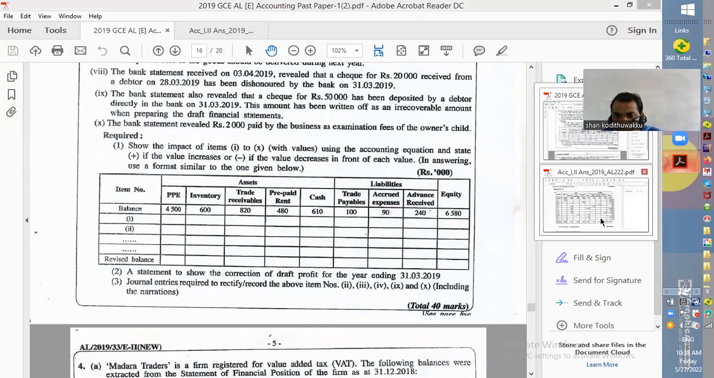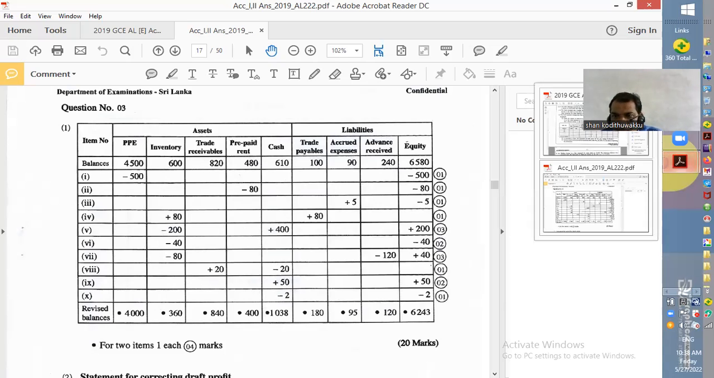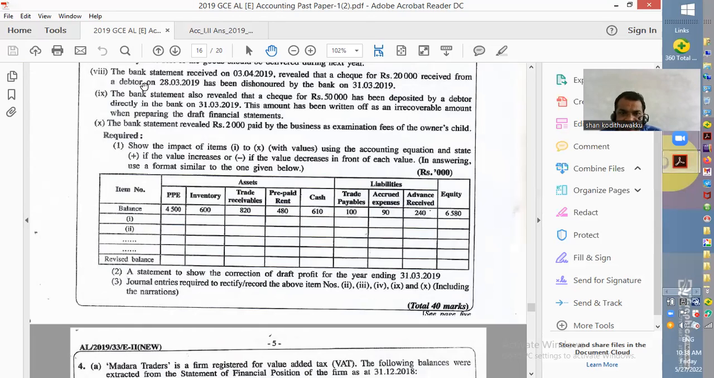Therefore, minus 20 under cash and plus 20 under trade receivable. We can just see the answer here. Adjustment number 8, under trade receivable plus 20. Why? As their check got dishonored, we can ask the customer for the money again. Therefore, plus 20. As they have dishonored, there will be a decrease in the bank value. Then under cash, minus 20. You are given 1 mark. Then we can move to adjustment number 9.